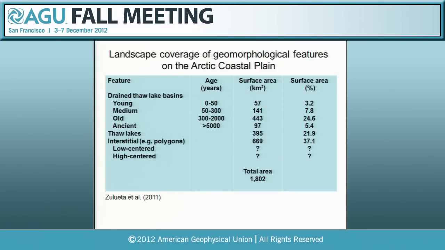This is from a paper of Zona in 2011, in which the geomorphological features of this Arctic coastal plain have been characterized in terms of various ages of drained thaw lake basins, thaw lakes, and interstitial tundra. One of the things that we think is important for our project is to be able to relate our process measurements on the ground to geomorphological features that we can then represent in our fine, intermediate, and climate scale modeling. And what this paper does not do is begin to identify low-centered and high-centered polygons.